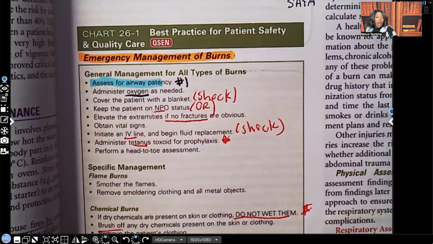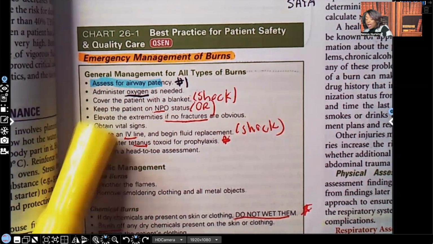All right, let's talk about emergency management of burns. General management of all types of burns. Number 1, assess for airway patency. We don't care about anything else if that patient's not breathing. So we need to make sure that they have an unobstructed airway, number 1, before anything else. What else? We need to administer oxygen as needed.